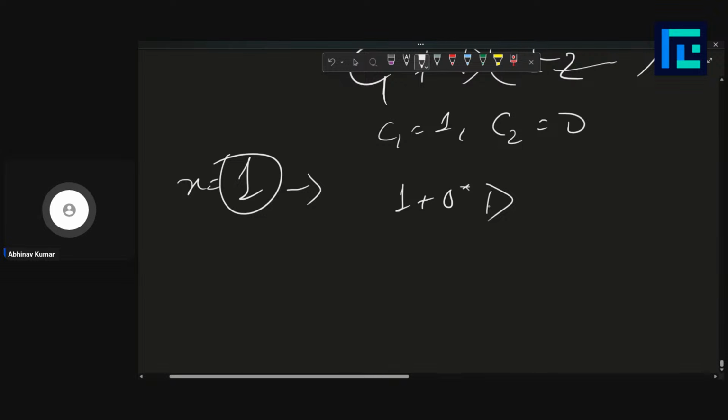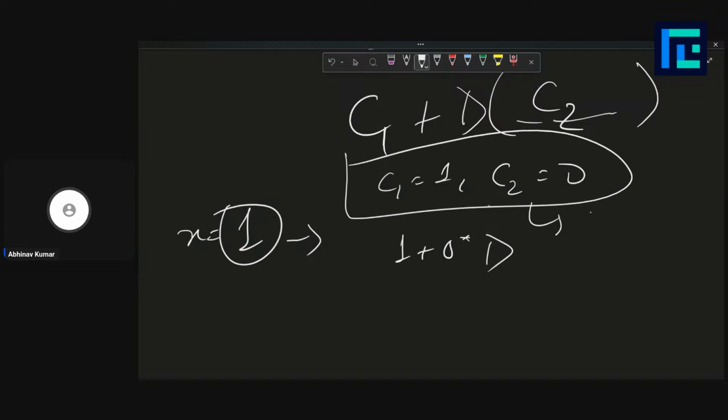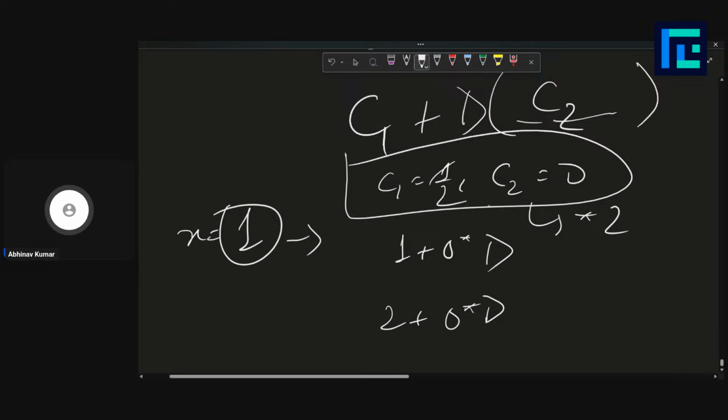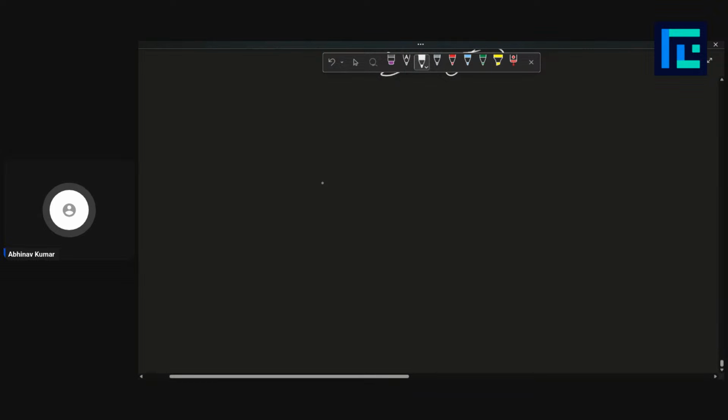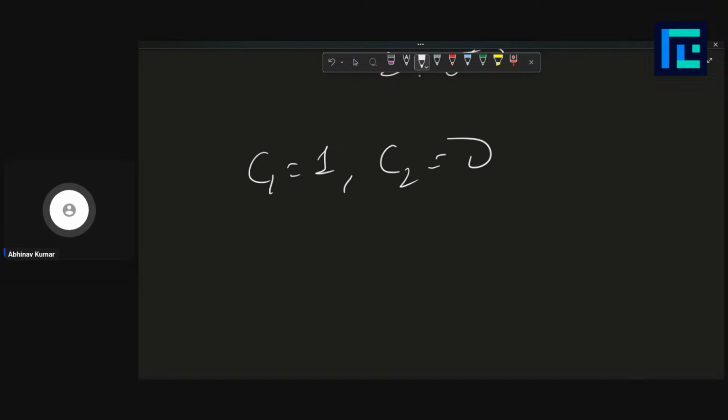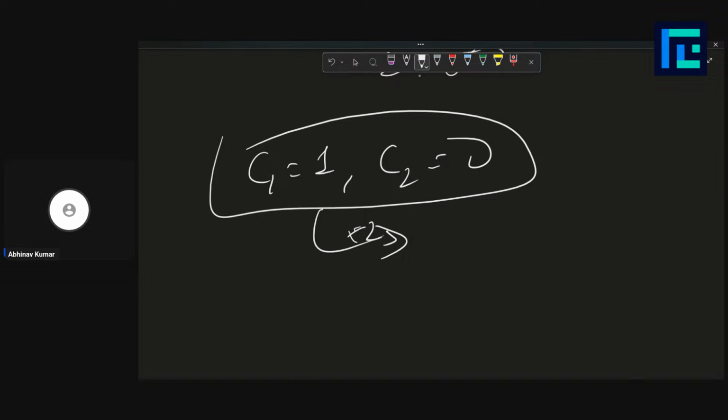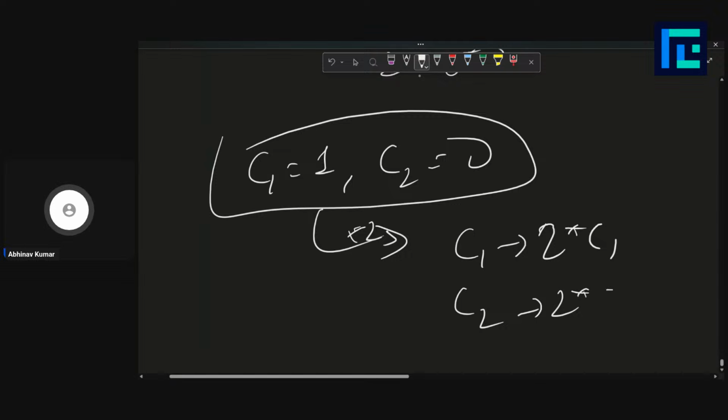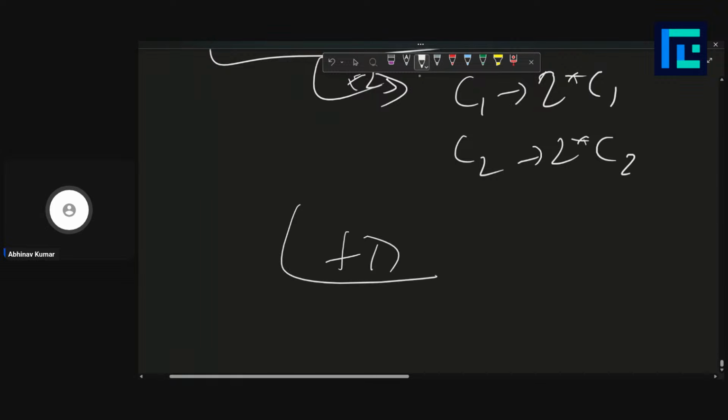Whenever you multiply by 2, both the constants get multiplied by 2: 2 plus 0 times d. So c1 becomes 2, c2 stays 0. So basically you start with c1 equal to 1, c2 equal to 0. For the into 2 operation, c1 receives 2 into c1, c2 receives 2 into c2, and for a plus d operation, we do c2 plus plus, just c2 receives plus 1, c1 remains the same.